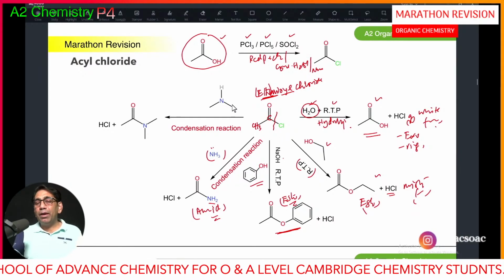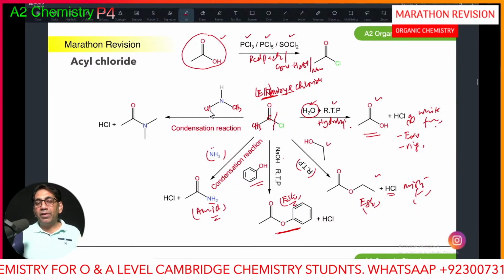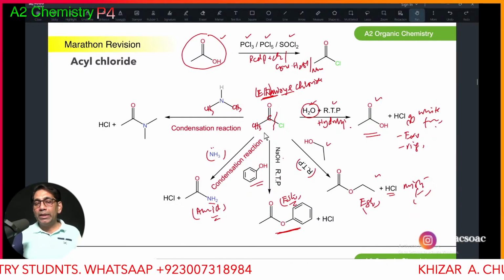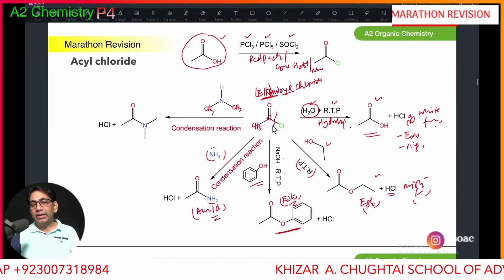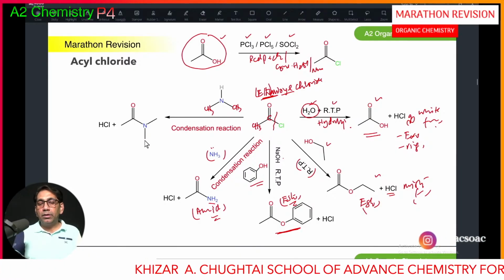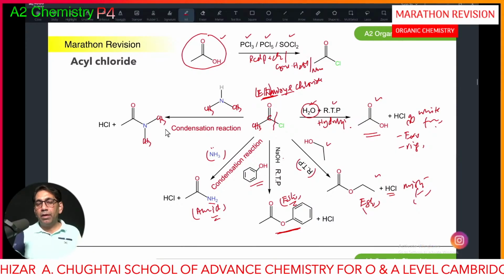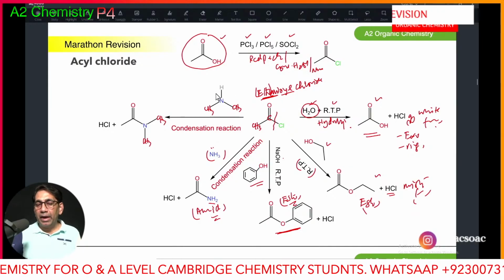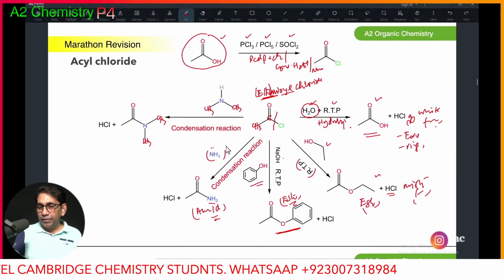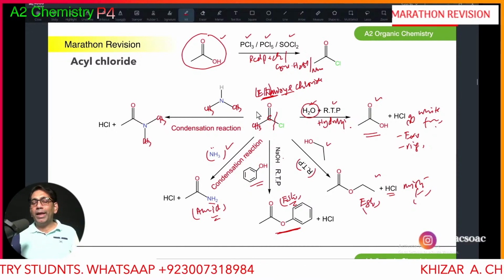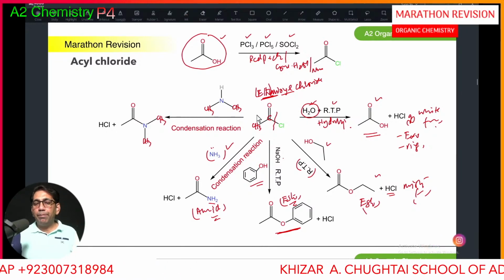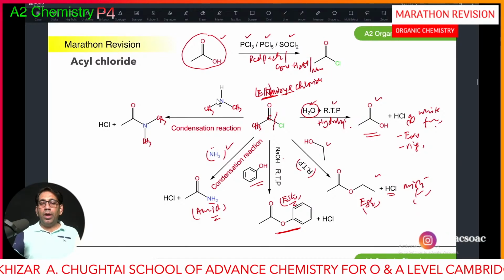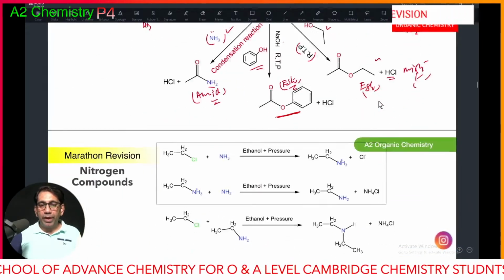Similarly, if you're having primary amine or secondary amine, any type of amine can be reacted with this group, and it can make the similar respective amide. So this compound can react with simple ammonia, this compound can react with primary amine, this compound can react with secondary amine, and so on. I mean, these are the basic major reactions.